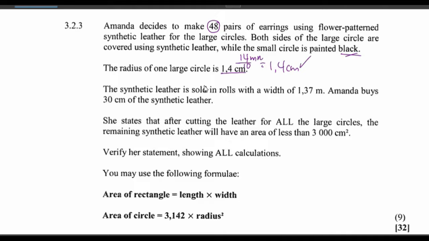Okay, it's fine. The synthetic leather is sold in rolls of a width of 1.37 meters. Amanda buys 30 centimeters of this roll. She states that after cutting the leather for all the large circles, the remaining synthetic leather will have an area of less than 3,000 centimeters.